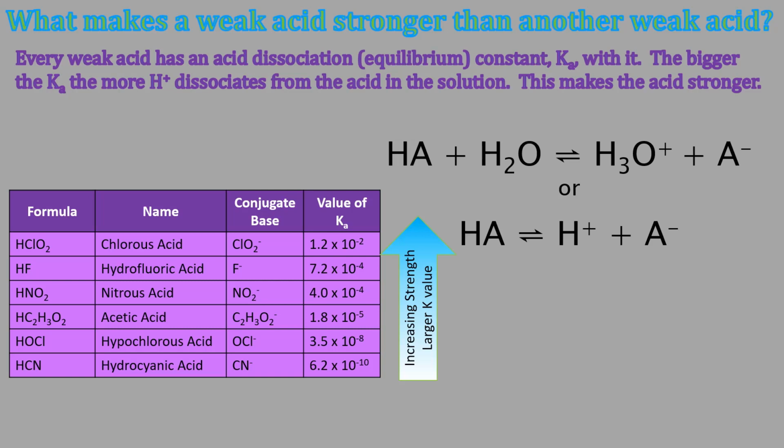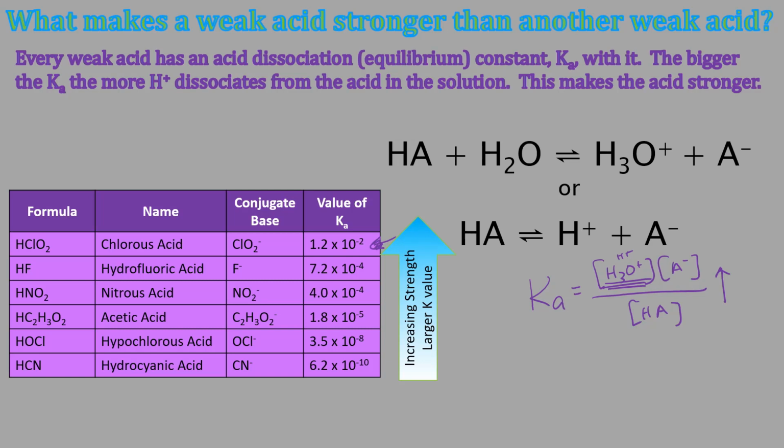So increasing Ka's, and so the Ka for this would be [H3O+][A-] over [HA]. And remember, this is the same thing as H+. So the bigger the K, the more hydrogen it's releasing. And the more hydrogen it's releasing, the stronger the acid. So this value, the bigger the Ka is, the more it's going to release.